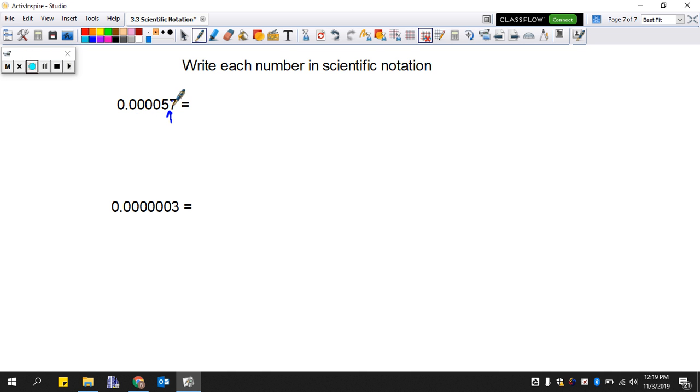And in this last example, our decimal point is going to end up here right after the 3. There's no other non-zero number in this decimal, 3 is the only one. So simply, it's going to be 3 times 10 to the, count here, 1, 2, 3, 4, 5, 6, 7. So it's a decimal, so it'd be to the negative 7.